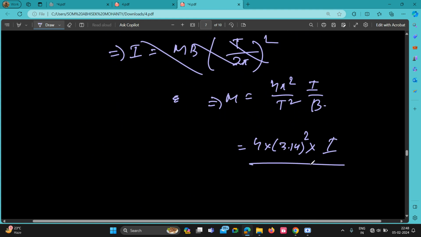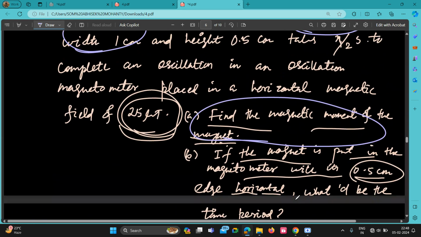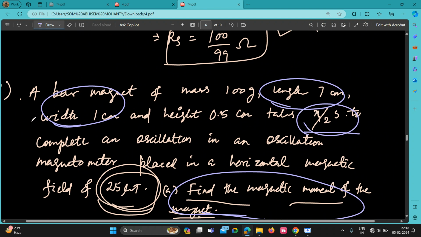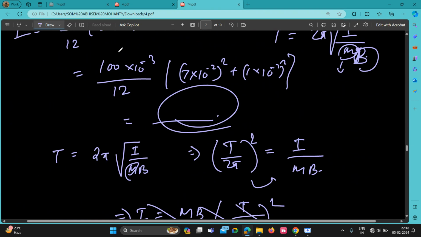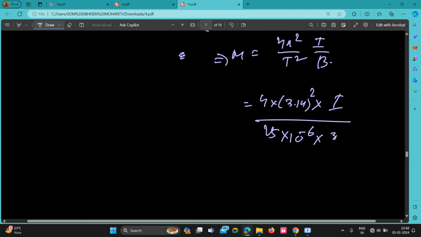You got a magnetic field. Magnetic field is how much? It's given, right? Magnetic field 25 microtesla, 25 into 10 to the minus 6. And your time period square. Time period is how much? Time period must be given in the question. It takes π/2 seconds to complete an oscillation. That in itself is the time period. The time taken to complete one oscillation is the time period. So π/2 seconds, that means (3.14/2) square, T square. If you calculate it, 3.14 square, 3.14 square, the 1 square will be cancelled out. If you calculate, you will get the answer as 27 ampere meters.